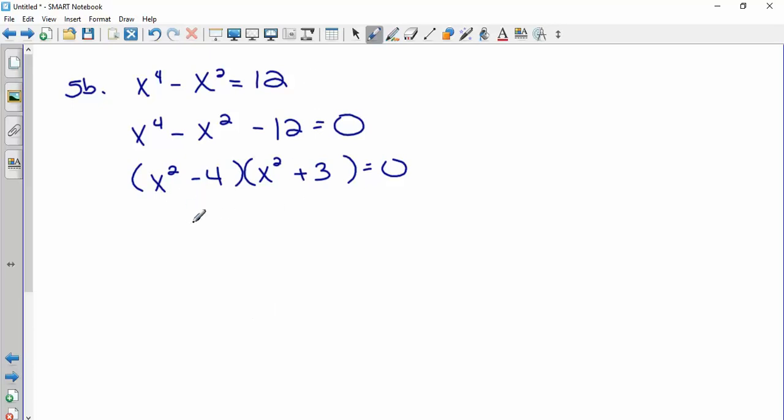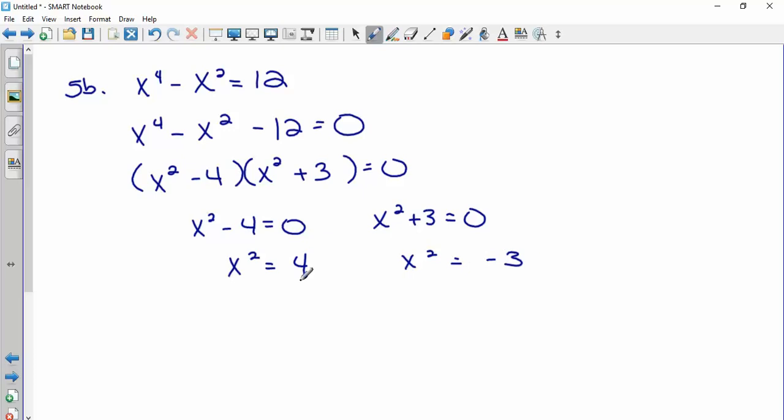Some of you, when I was answering questions, just went ahead and set that equal to 0, and that's fine. You don't have to necessarily factor completely here. You just have to get to your answer. One problem that I saw, though: if you add a square root, what do you have to put with it? Okay, don't forget that plus and minus. So we get plus and minus 2.